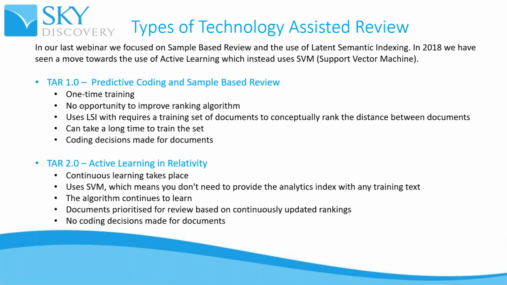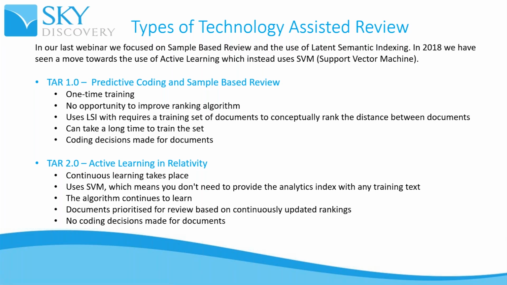So in our last webinar, we focused on sample-based review. That would have been TAR 1.0, which uses what we refer to as latent semantic indexing. And we did talk about that briefly in the webinar. In 2018, we've seen a move instead towards the use of active learning, which is TAR 2.0, and is now supported by many of the widely used platforms. We'll be focusing on its use within Relativity today. This instead uses an algorithm known as SVM, support vector machine. We will go into a little bit of detail on that, just so you can see the differences between active learning and sample-based review and why there's this huge shift towards it.